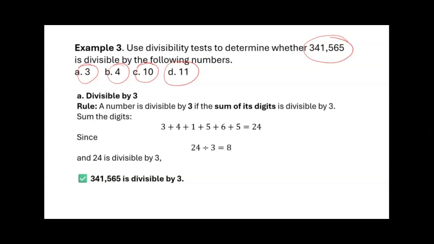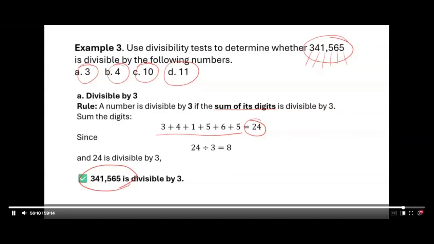So the rule says that a number is divisible by 3 if the sum of its digits is divisible by 3. So if I look at all of the digits, 3, 4, 1, 5, 6, 5, and I add them, that gives me 24. And 24 is divisible by 3 because 24 equals 8 times 3. So since the sum of the digits is divisible by 3, the entire number itself is also divisible by 3.